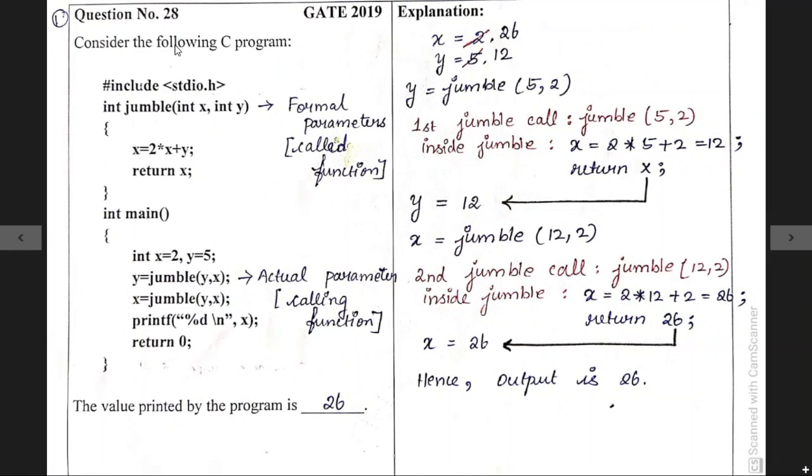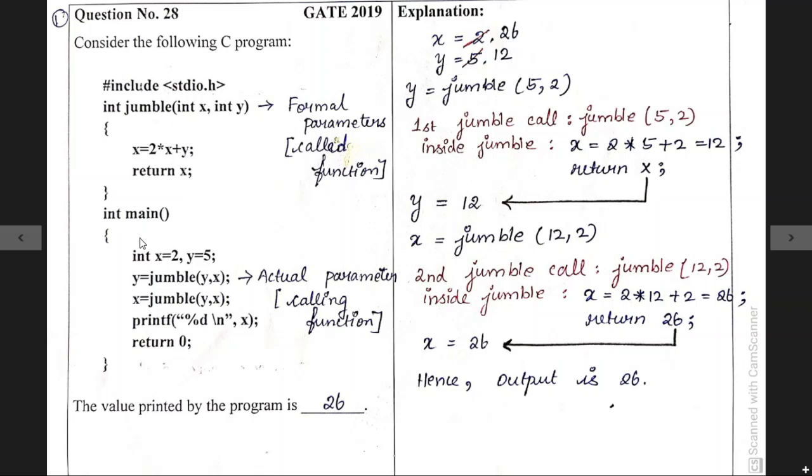And the question is, consider the following C program, and the program is given to you and you have to find the value printed by the program. In this program we have two functions. One is jumble function, which is a user defined function. Next one is main function. The flow of execution will start from main function.